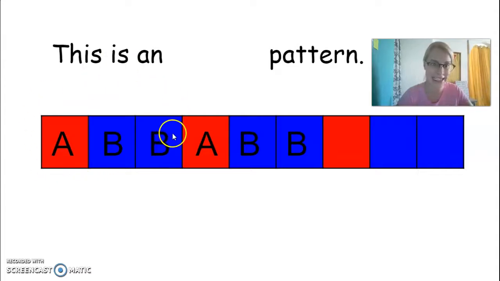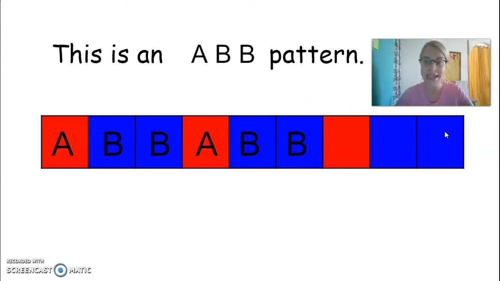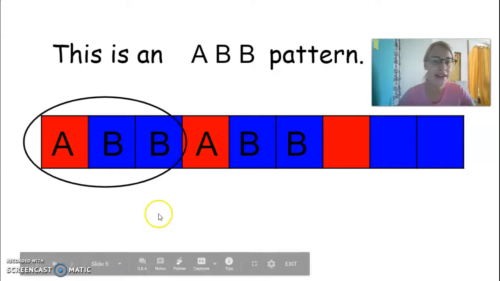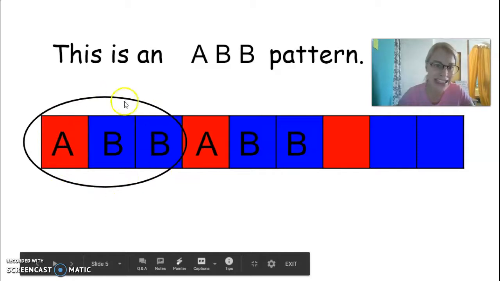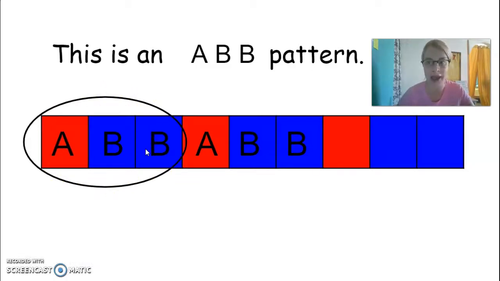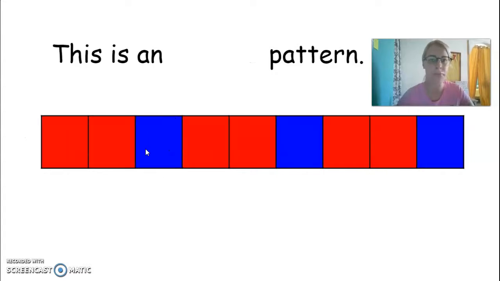It's like I can take this A, B, B, and then I can stick it here, A, B, B. And then if we want to check it even further, we can keep going. A, B, B. Yes, it works. So this is an A, B, B pattern. That means the cell is A, B, B. This is the cell that repeats over and over and over again in the pattern. So we give it a circle.